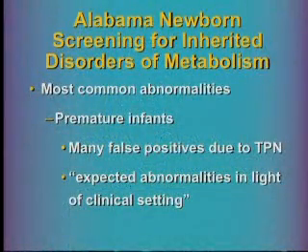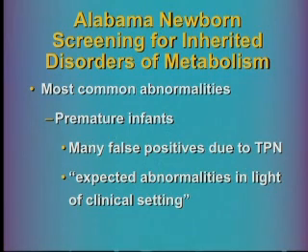In Alabama, our most common abnormalities are in premature infants. Although in the grand scheme of things they're false positives, I don't consider them false positives. I call them expected abnormalities in light of the clinical setting. Preemies are sick, they're on TPN, and we know their biochemistry is going to be affected. It's not really a false positive because we can interpret it in light of where they are and what's going on with them. Most of our false positives are due to prematurity, a premature infant being on TPN, that sort of thing. And Alicia Roberts, my metabolic newborn screening coordinator, everybody knows.